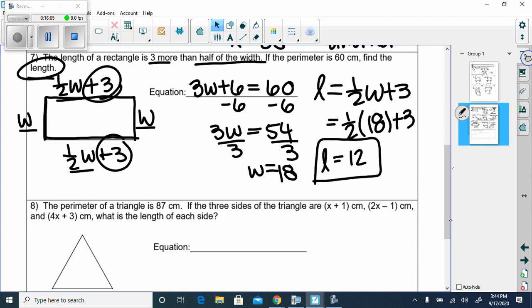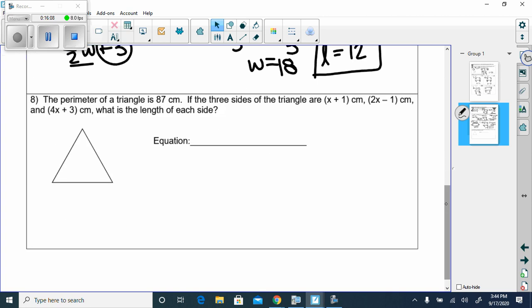Alright, one more. This one's also talking about perimeter, which you guys said just adds up all the sides. And it actually tells us that the different 3 sides are these 3 right here. One of them is x plus 1. One of them is 2x minus 1. And then the third side is 4x plus 3. So we got to combine our like terms. I've got 1, 2, 3, plus 4. Altogether, that's 7x.